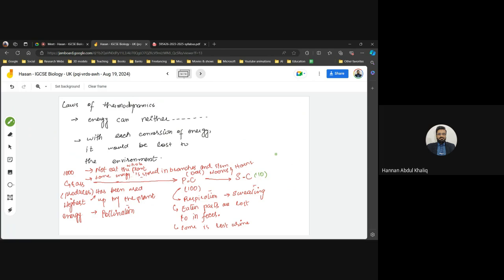If in an environment you have a tertiary consumer, the tertiary consumer would be eating the secondary consumer. Suppose the primary consumer is a grasshopper, maybe. Now the grasshopper also has some parts which are not edible: its exoskeleton, some other parts. Then the secondary consumer maybe is, let's say, a sparrow.